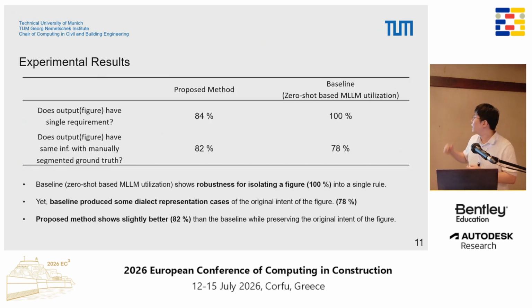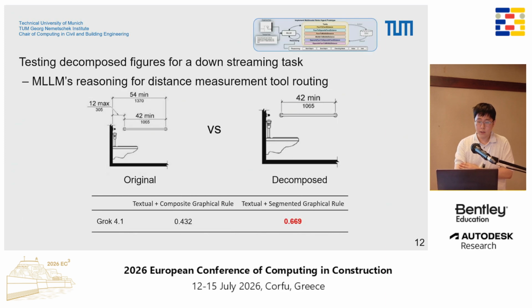As you can see, the baseline shows very good robustness for isolating a figure. It can isolate 100% into a single rule. However, the baseline, which is the ChatGPT-based API image generation, produced some distorted representation cases of the original intent of the figure. I will discuss it in the next slide. And the proposed method showed slightly better results than the baseline while preserving the original intent of the figure.